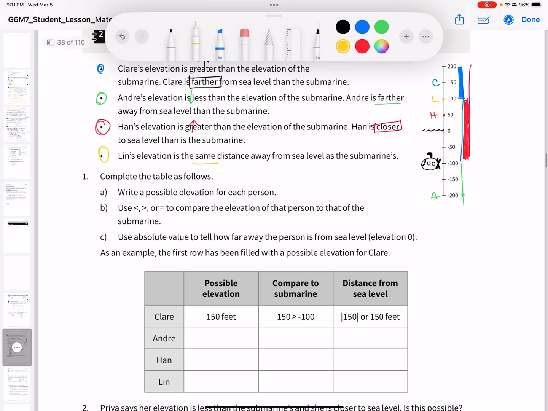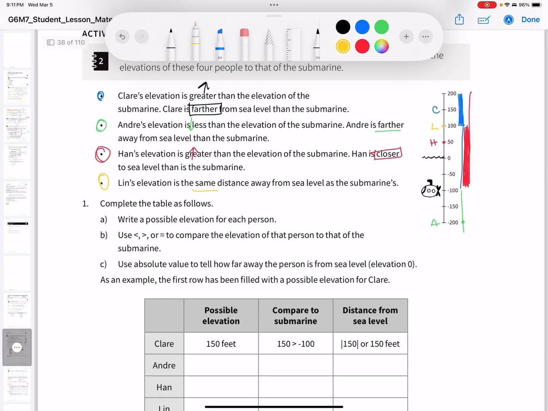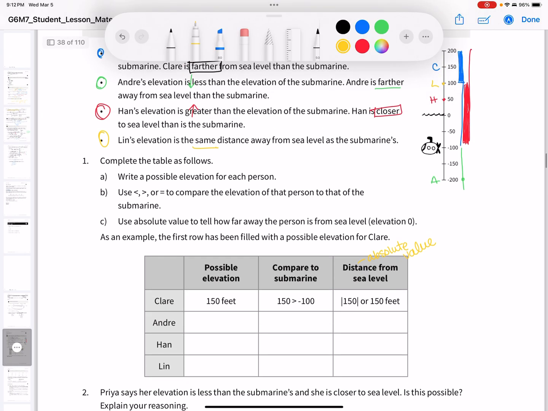So, for example, they've done Claire for us. So Claire is at 150 feet. Compared to the submarine, 150 is greater than negative 100. But the distance from sea level, or the absolute value of 150, is 150 feet. Okay, so let's do Andre.